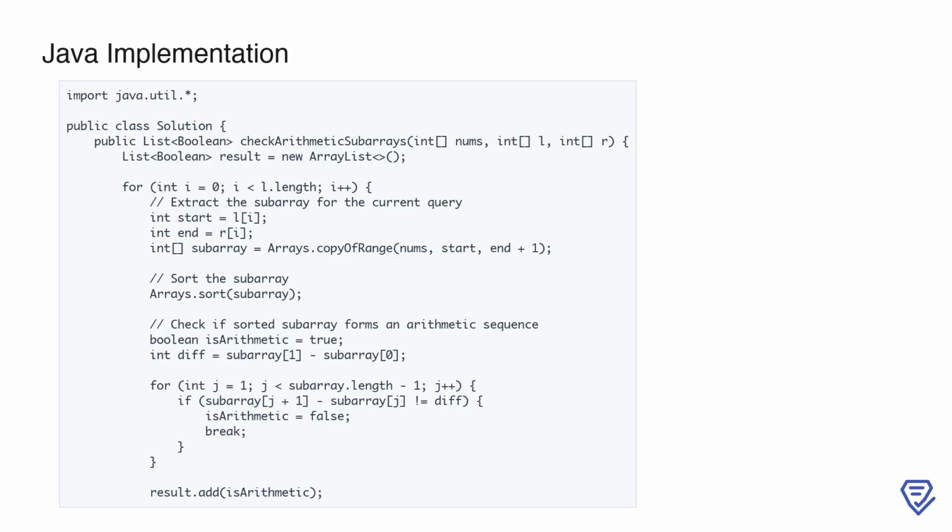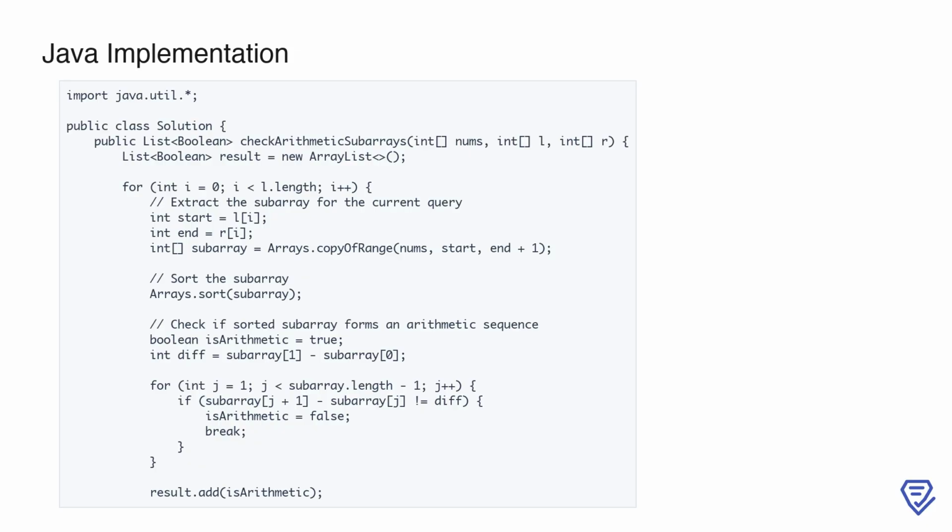For each query, we extract the subarray from nums using the start and end positions specified by the current elements of L and R. The Arrays.copyOfRange method is used here to create a new array containing the elements from start to end inclusive. Once the subarray is extracted, we sort it to simplify the process of checking for an arithmetic sequence. After sorting, we initialize a Boolean variable isArithmetic to true, assuming initially that the subarray forms an arithmetic sequence. We also calculate the common difference, diff, by subtracting the first 2 elements of the sorted subarray.